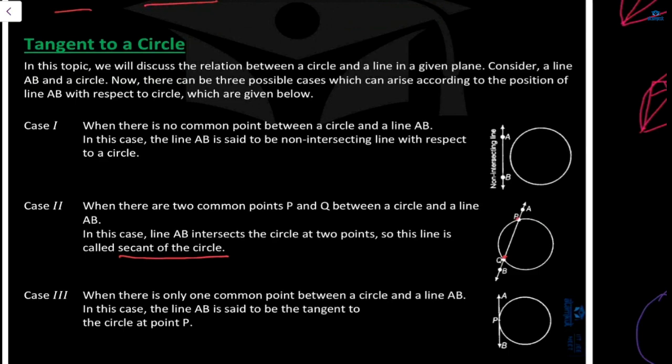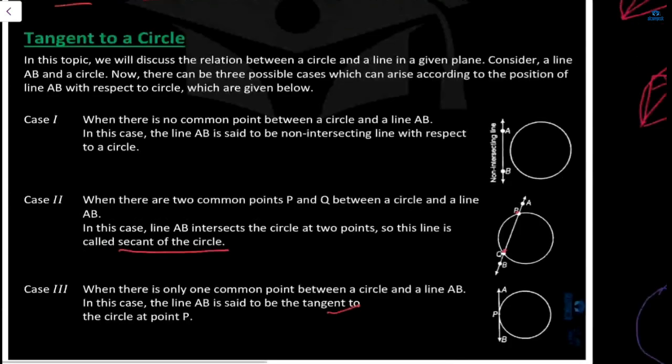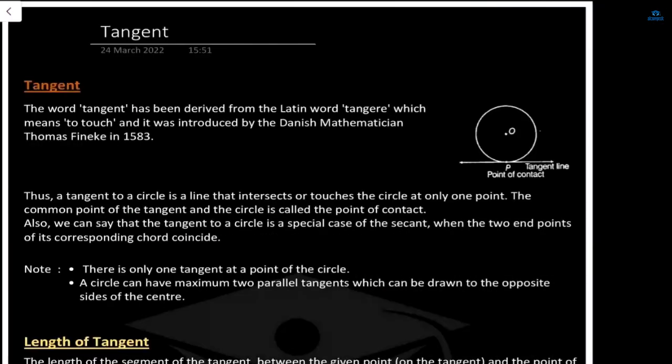Now the third one is the tangent. If there is one common point between the circle and the line AB, then in that case it is called the tangent. A tangent of a circle has just one touching point. The word tangent means only touch. So the line that touches the circle at a single point is called the tangent.